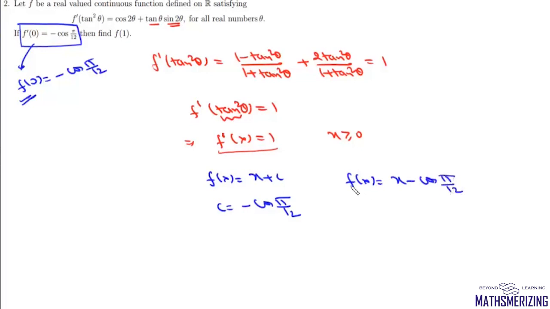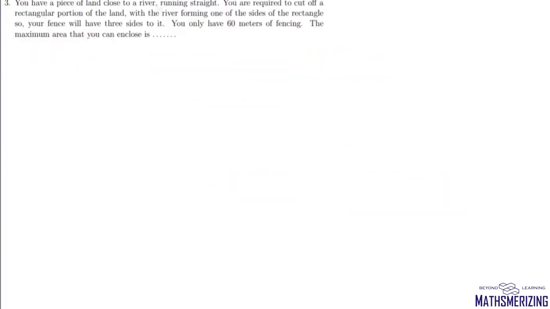Now we need to find the value of f1. We'll simply put x as 1. Then it'll be 1 minus cos pi by 12. And that is the answer to this question number 2. Now question number 3, it says you have a piece of land close to a river running straight. So we have this river which runs straight.